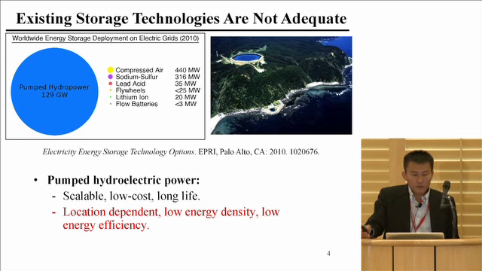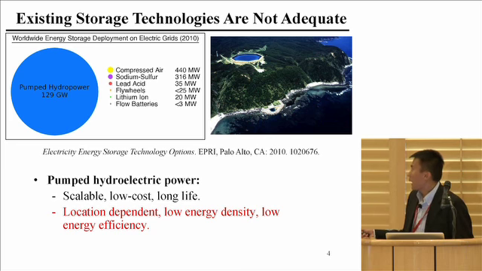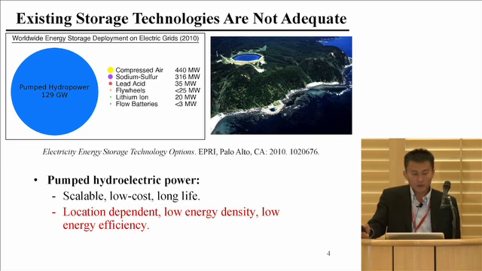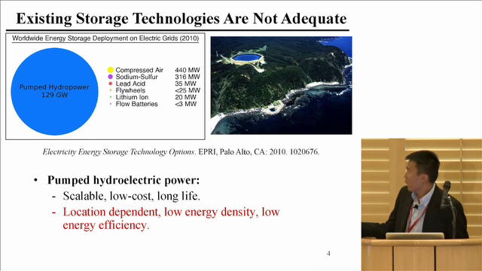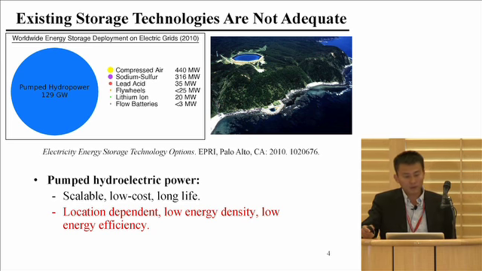So let's look at existing technology for the grid scale. They are not adequate. The biggest pie right here, the biggest one is pump hydro. The area right here really makes pump hydro dominate all other technologies. Just consider you can neglect them, their contribution at this moment. So let's look at pump hydro.